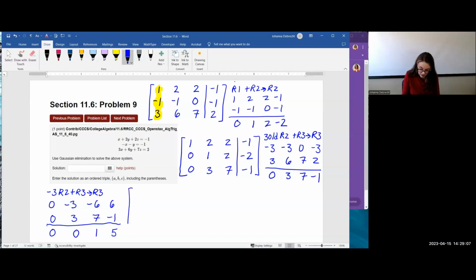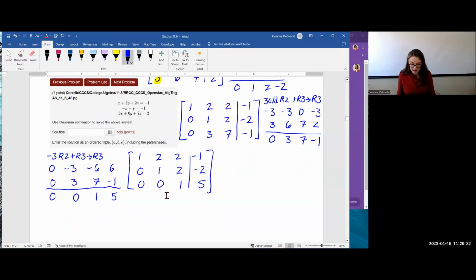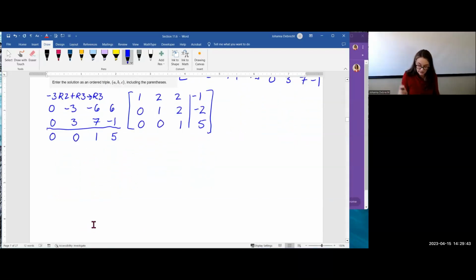So now I've got 1, 2, 2, -1, 0, 1, 2, -2, 0, 0, 1, 5. For Gaussian elimination, I would stop right here. I have enough to finish solving the equation because my last line tells me that z equals 5. So for Gaussian, I would stop here. And I'm going to need a lot more space. I did not leave enough room.